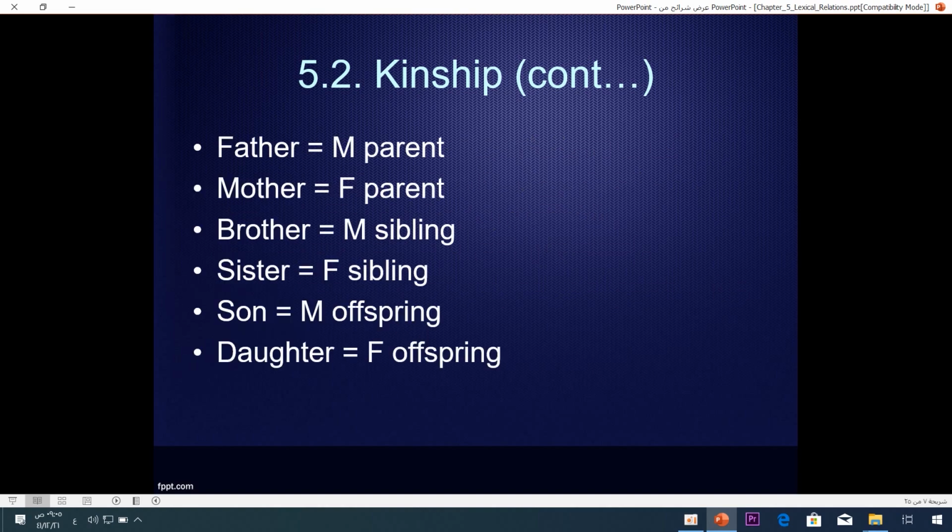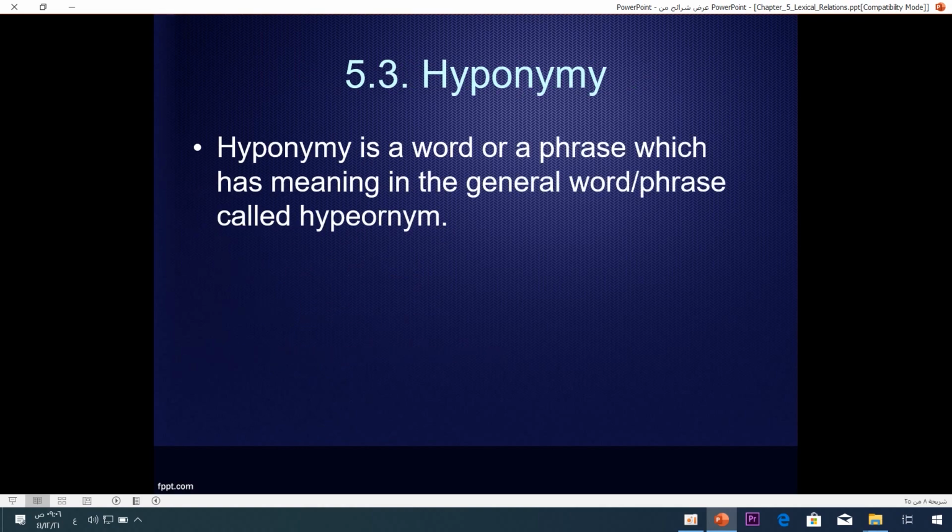Okay, father: male parent; mother: female parent; brother: male sibling; sister: female sibling; son: male offspring; and daughter: female offspring. Hopefully these are very clear. They don't need any more explanation.